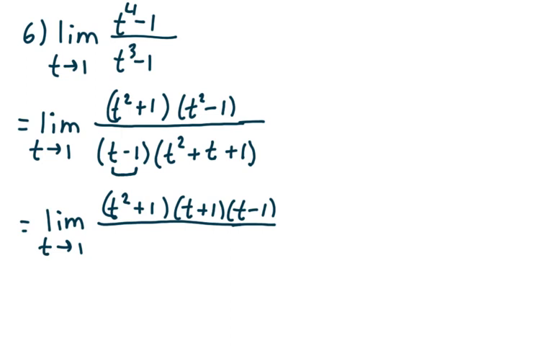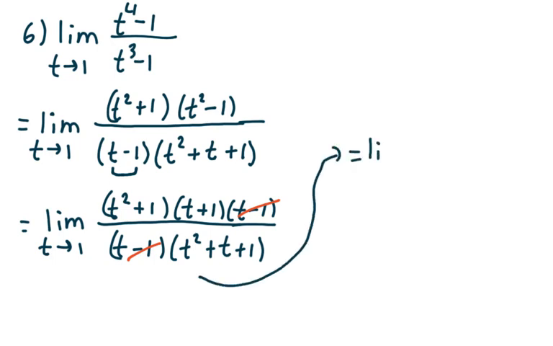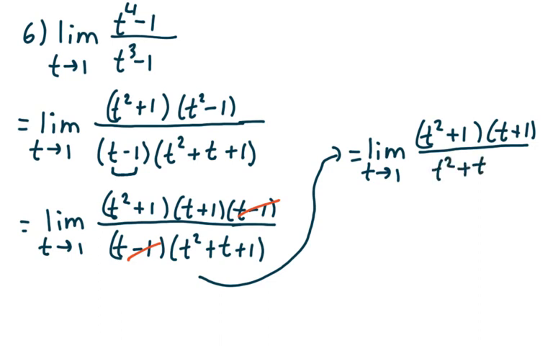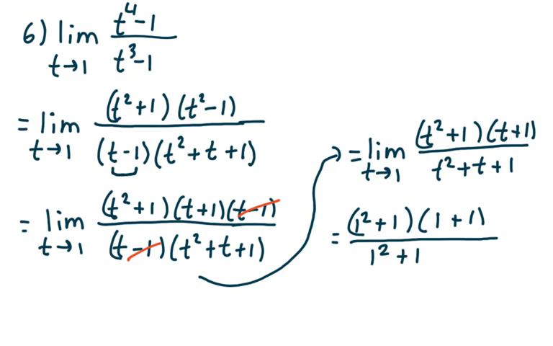And notice the limit is there. I carry that limit down till I'm ready to apply direct substitution. In the denominator, I get t minus 1 times t squared plus t plus 1. But if you notice, the t minus 1's cancel. And I'll put it over here. What we're left with is the limit as t goes to 1 of t squared plus 1 times t plus 1 on top, and on the bottom, we get t squared plus t plus 1. Replacing t with 1, I get 1 squared plus 1 times 1 plus 1 divided by 1 squared plus 1 plus 1. And so the correct answer to example 6 is 4/3. And that's how we do example 6.